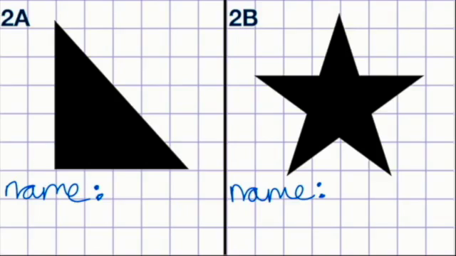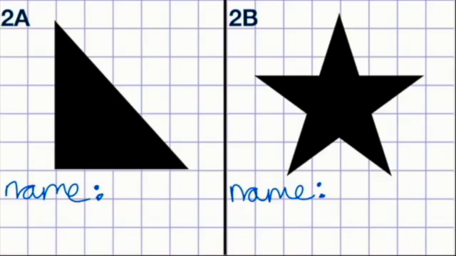You have two 2D shapes here. The 2B, please do not write a star. You need to count the number of sides and tell me the polygon name for the shape which has that number of sides. Press pause and then we'll work it out together.